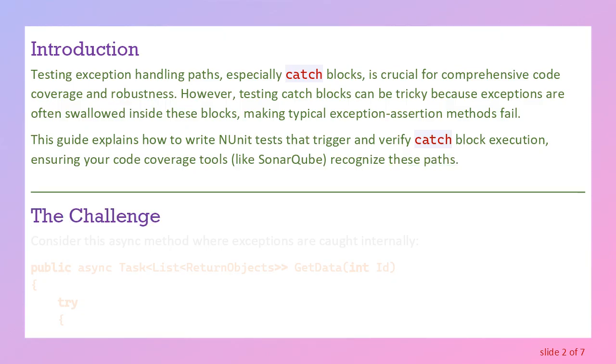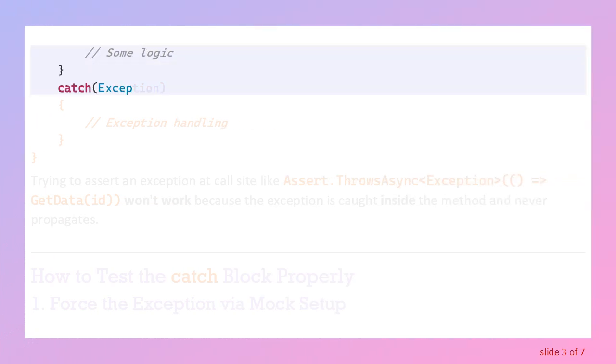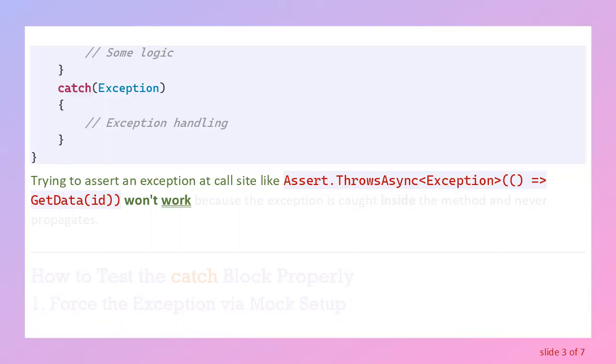The challenge. Consider this async method where exceptions are caught internally. Trying to assert an exception at the call site, like Assert.ThrowsAsync<Exception>(() => GetData(id)), won't work because the exception is caught inside the method and never propagates.